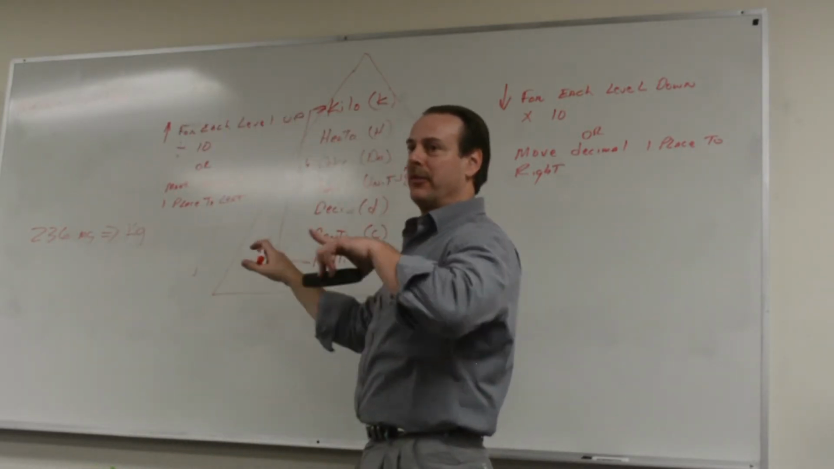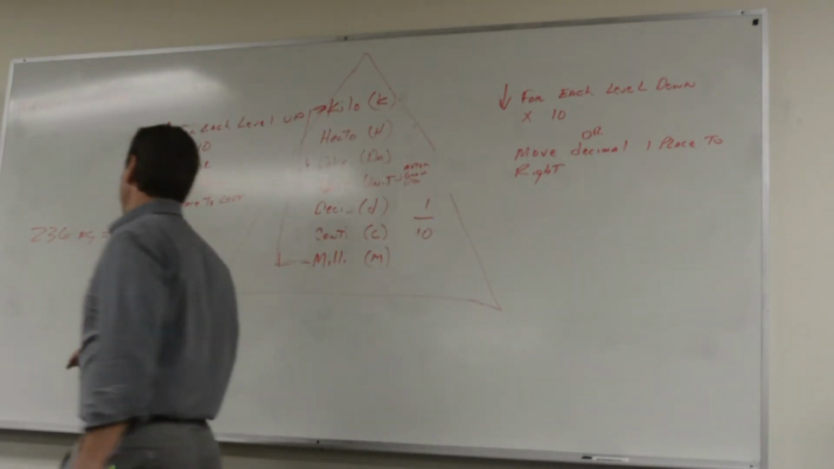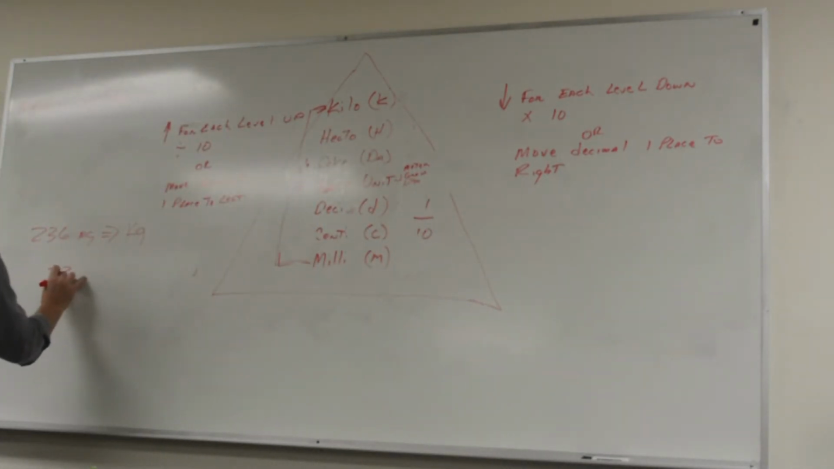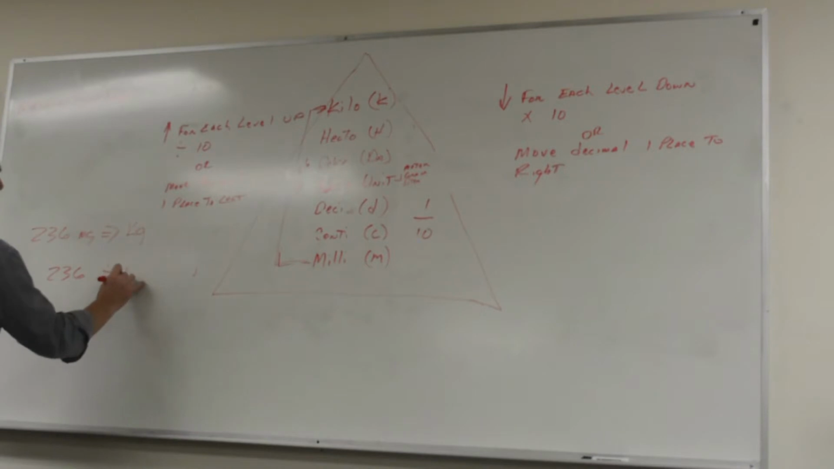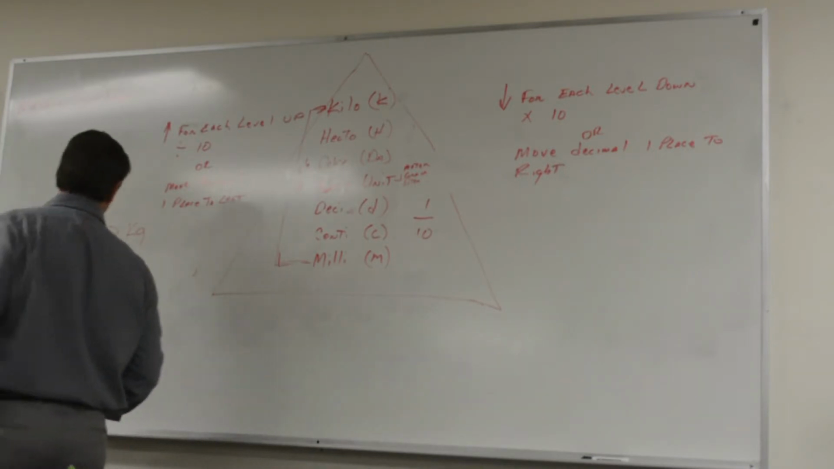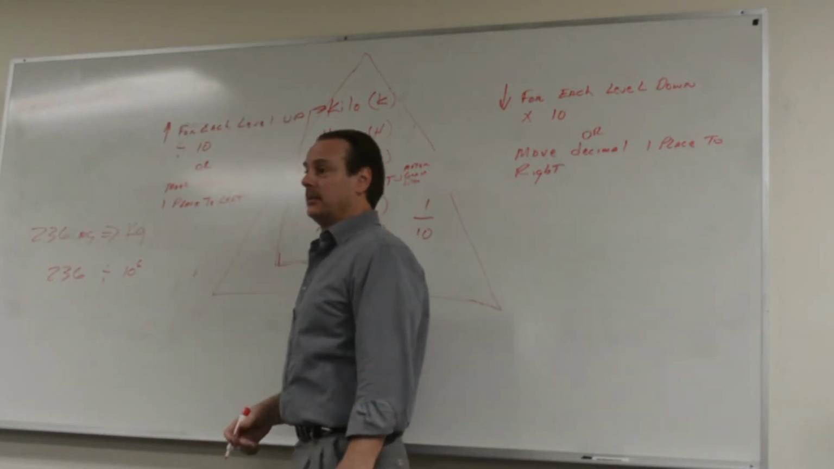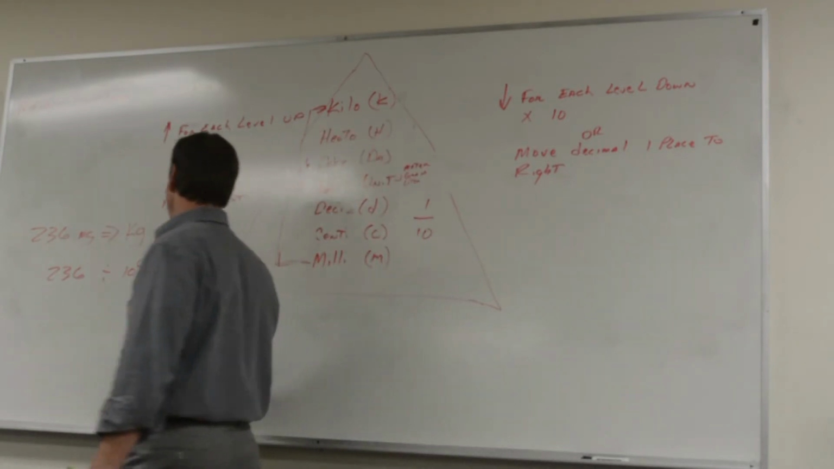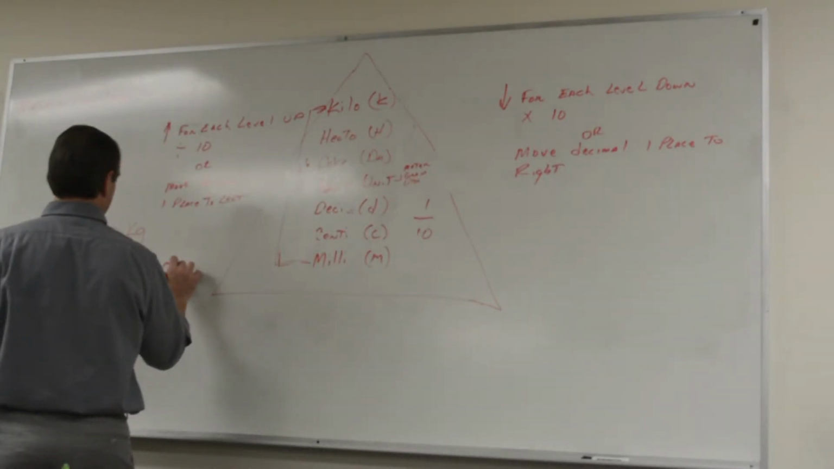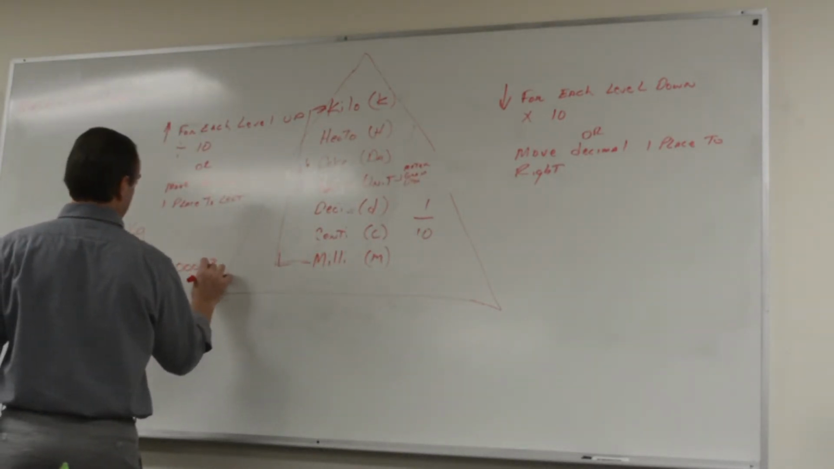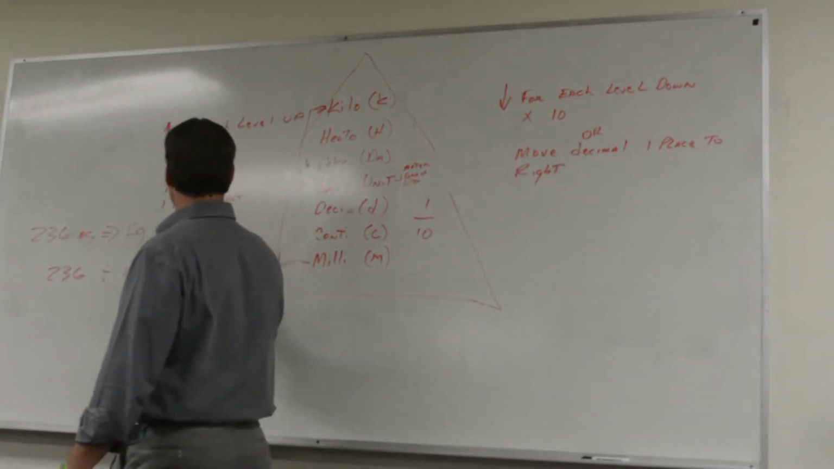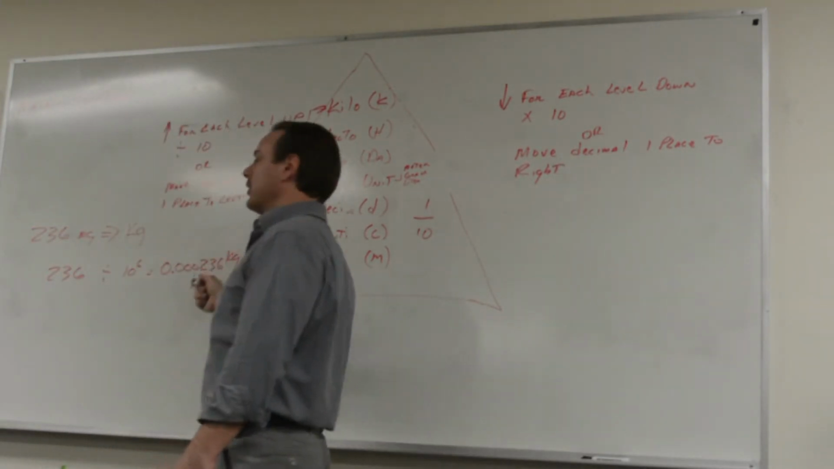Here's how we can do it. Hold on, let me finish and then I'll get back to you. We're going to take 236, divide it by 10 to the 6th, or that's 1 million, right? This is going to equal 0. Does that number make sense?